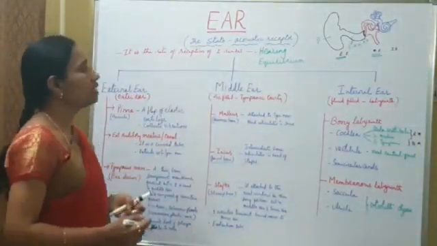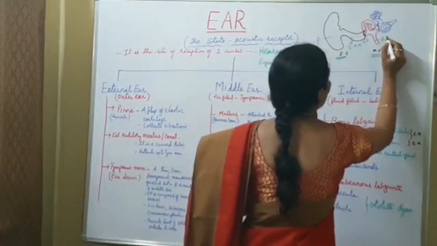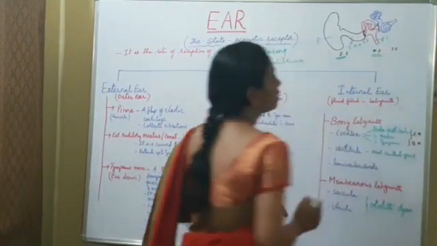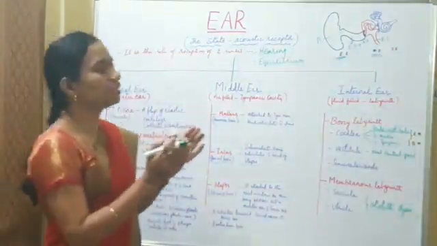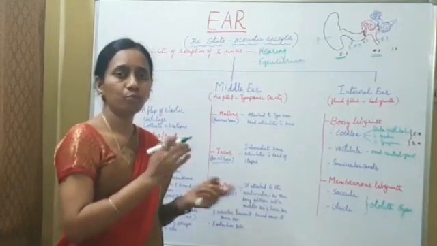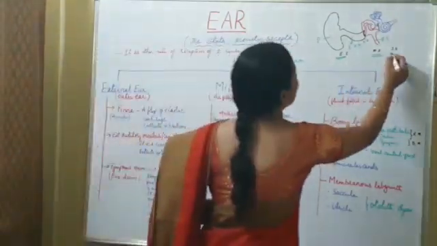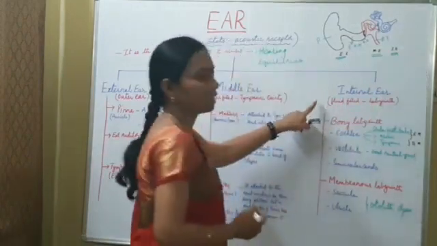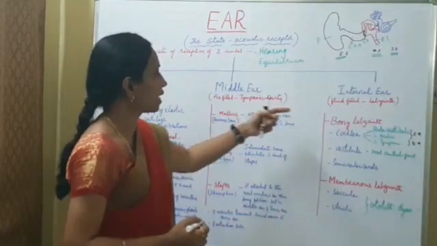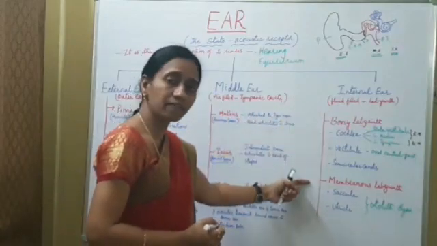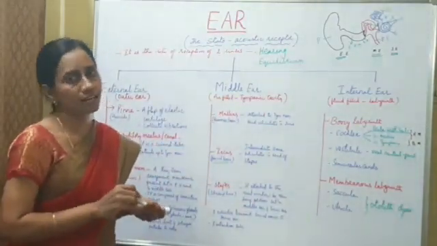And here a special tube, the eustachian tube, is arranged. This is called the eustachian tube, which connects the middle ear with the pharynx, so that the pressure is maintained equally on both sides of the eardrum. Then the third part, the internal ear, is a fluid-filled cavity, also called the labyrinth. It is again divided into bony labyrinth and membranous labyrinth. I'll discuss the internal ear in the next class.